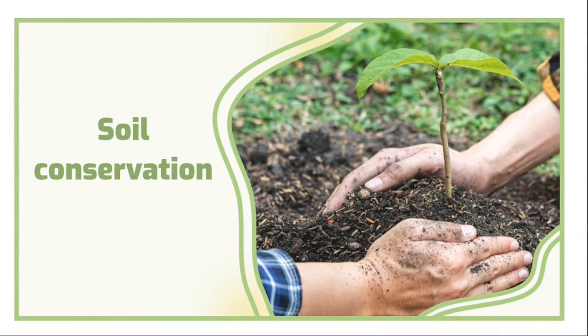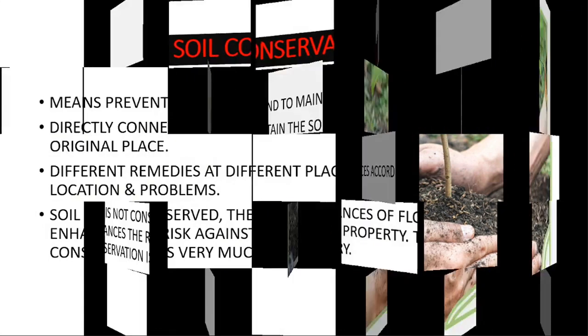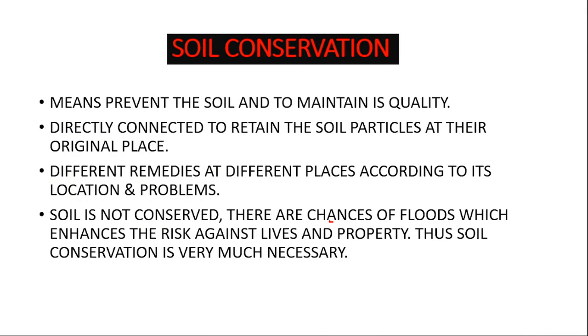Next is soil conservation. So we have learned about soil erosion, and we have learned how we can prevent soil erosion. Now we are going to learn about soil conservation. So what is soil conservation? That is the first thing. We need to learn the meaning of soil conservation. Soil conservation means protecting the soil and maintaining its quality. If we do not maintain the quality of the soil, we cannot grow any kind of crops. And if we have maintained the quality of the soil, we can grow more and more crops.